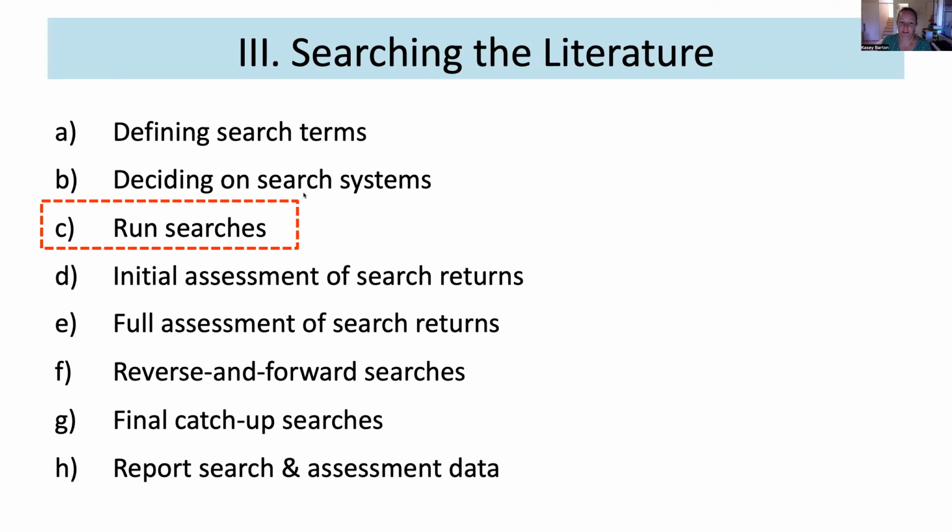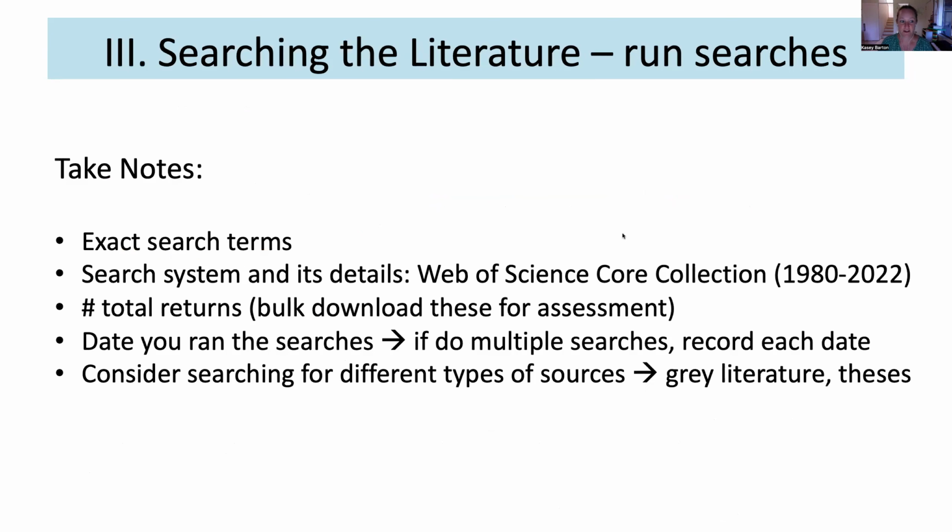After you have your search terms and your search systems picked out, now you run your searches, right? So now you just do your official search. When you run your official search, you want to record the exact terms that you used, the systems that you used, and those details. So for Web of Science, you would want to report that it's the core collection and the years of coverage. That's an important detail. In Web of Science, you can always bulk download all of those search returns, including the title and abstract and everything. And I always do that right when I run the search, because that's then the data that I'm going to be assessing in my first assessments.